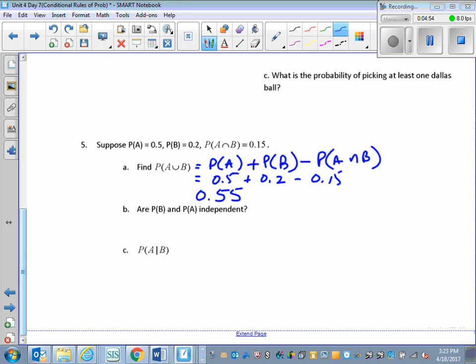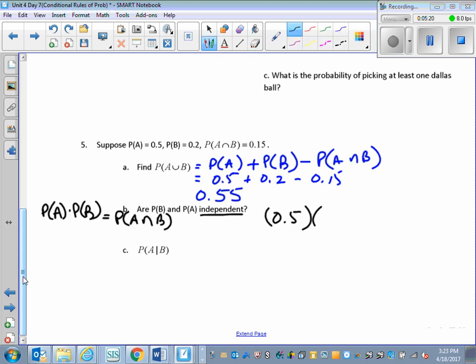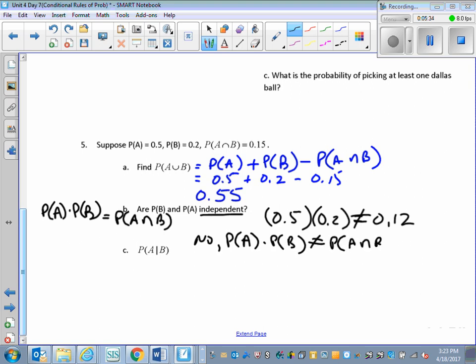So independence in part B, you can use the multiplication rule, which tells us that probability of A times the probability of B is going to be equal to the probability of A and B if they are independent. So in this case, 0.5 times 0.2 is not equal to 0.15. So no, they are not independent. P of A times P of B is not equal to probability of A and B.